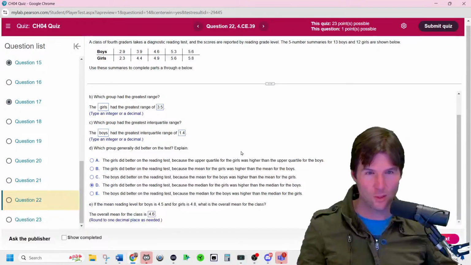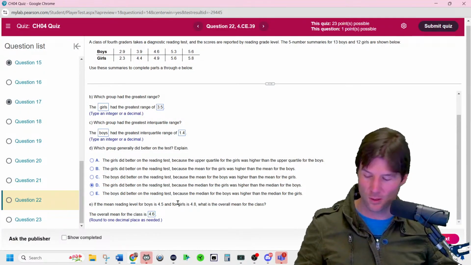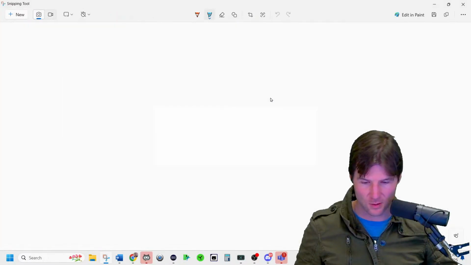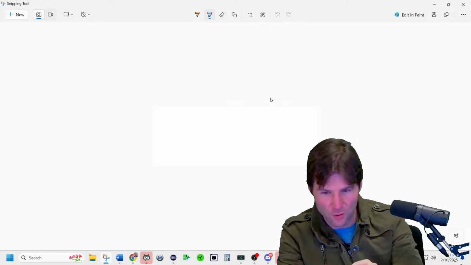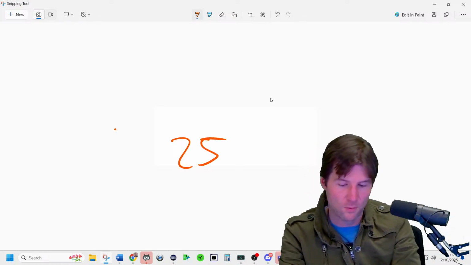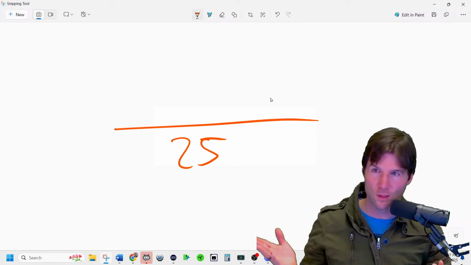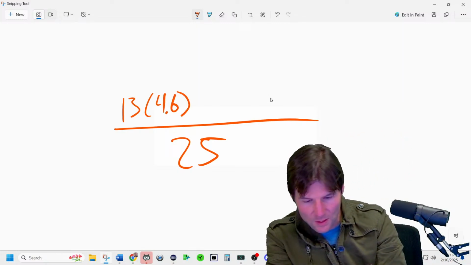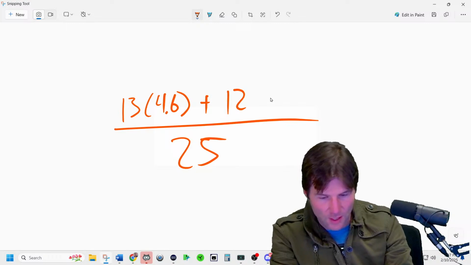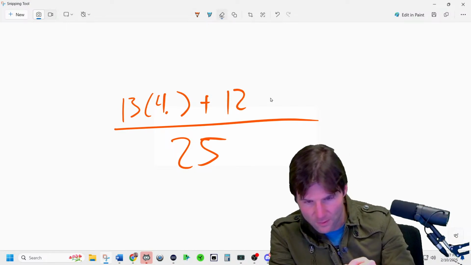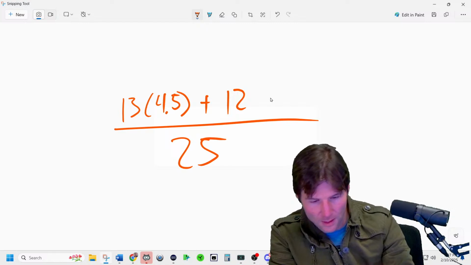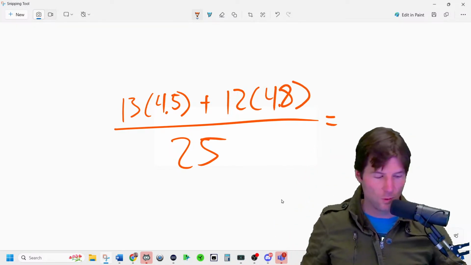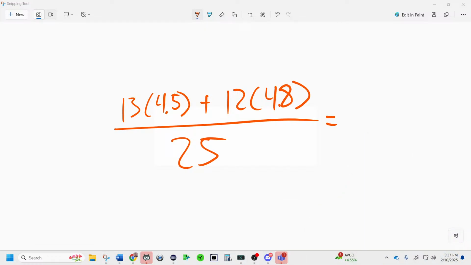And so the issue is there's more boys than girls. Because there's more boys than girls, when you do the math on this, you would have to say of the 25 students, which is 13 plus 12, there's 25 students, 13 boys, 12 girls. You'd have to say the 13 boys had an average of, oh wait, 4.5, right? Sorry, 4.5 average. And then the 12 girls had an average of 4.8. And if you solve this out, you will get a number that rounds down to 4.6, just barely.